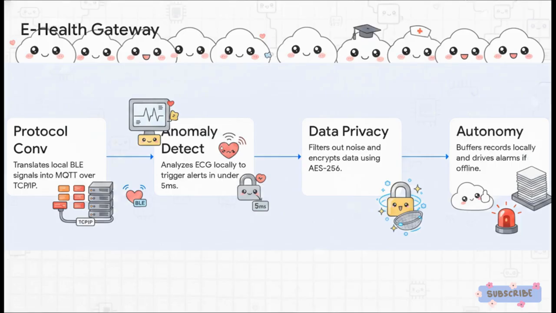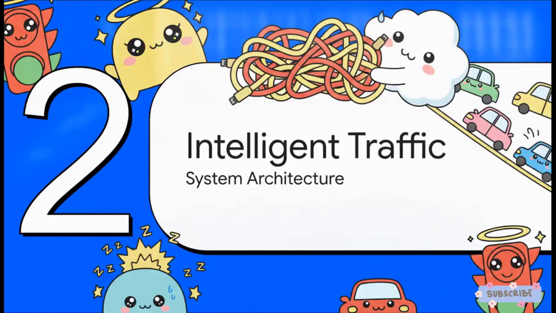And fourth, offline autonomy, meaning even if the internet drops completely, the gateway just keeps buffering records and driving those local alarms. All right, let's transition to Section 2, Intelligent Traffic System Architecture.